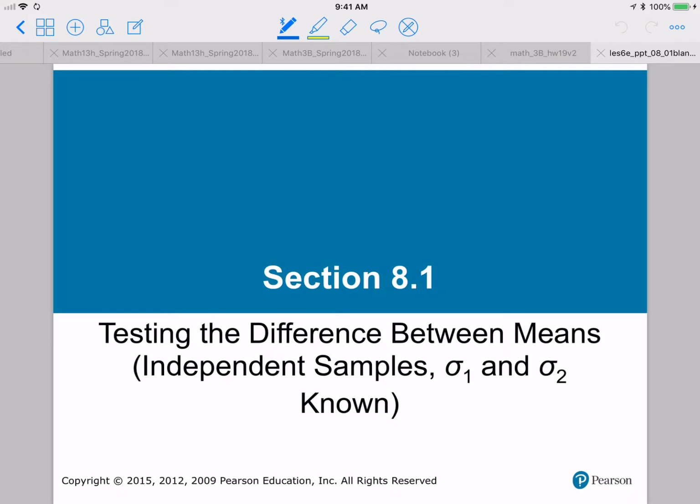Hello, today we're going to talk about Chapter 8, Section 1. So, Section 8.1, we're going to be talking about testing the difference between means when you have independent samples and sigma 1 and sigma 2 are known.